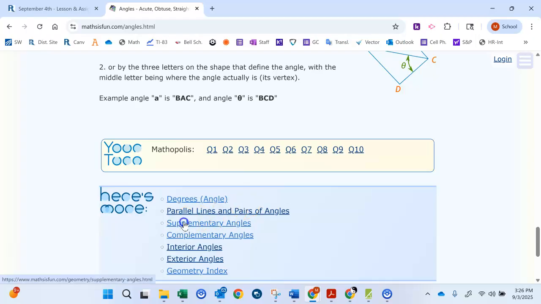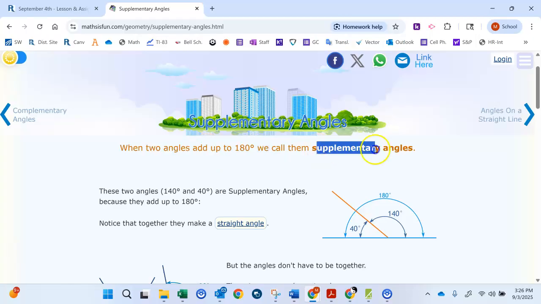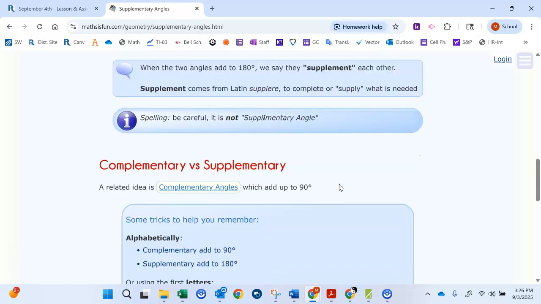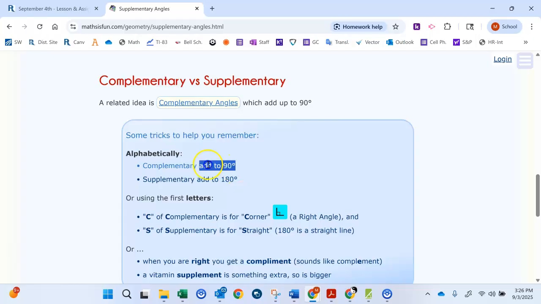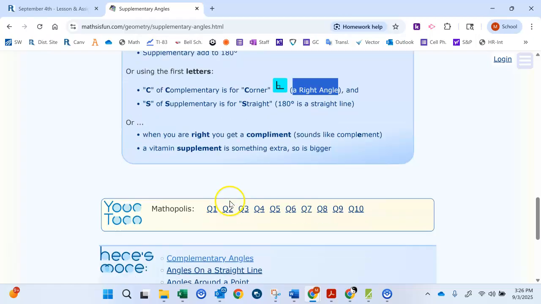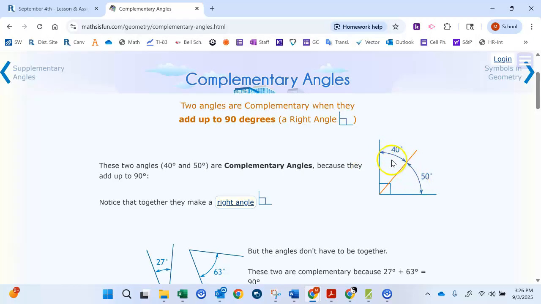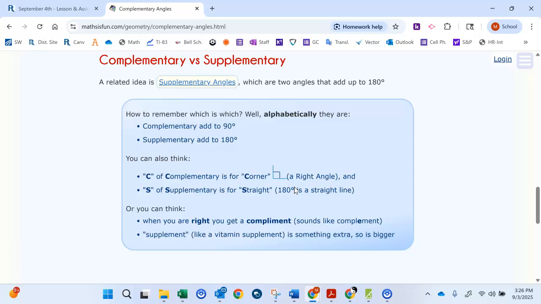The next part we did yesterday was supplementary angles. If you remember, supplementary angles add up to 180 degrees. And two complementary angles add up to 90 degrees, so they make a right angle, okay? Like this one right here for complementary. Let me just show you a quick example. Two angles together add up, or sum, to 90 degrees, okay? So you'll need that for the assignment today.